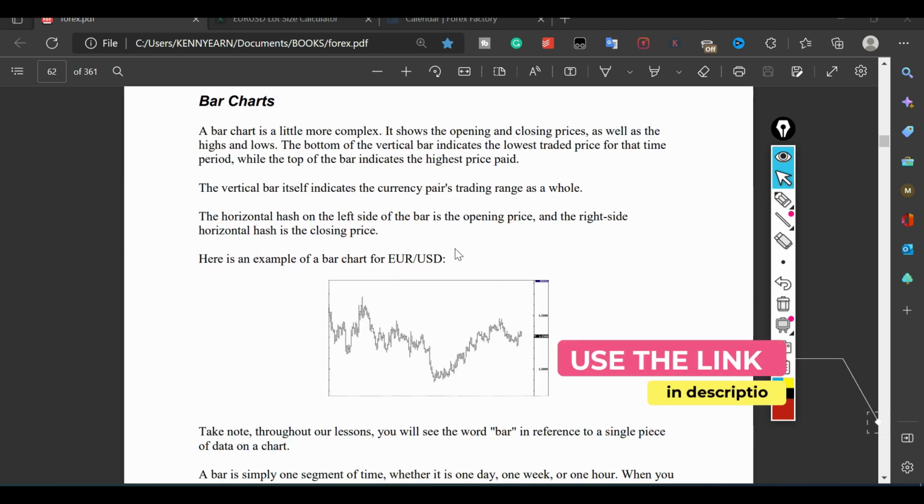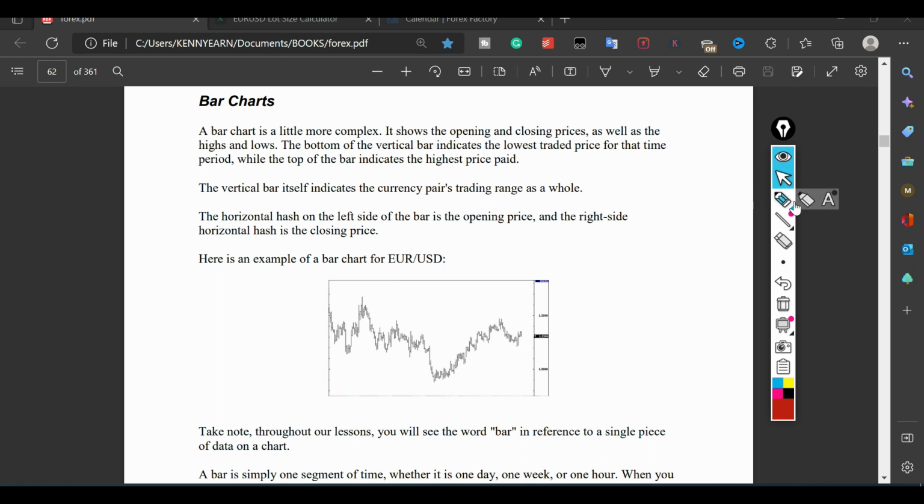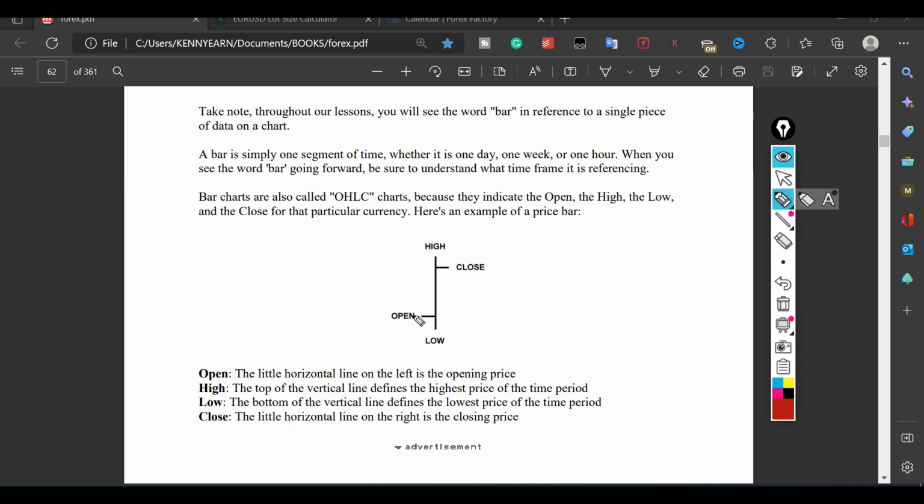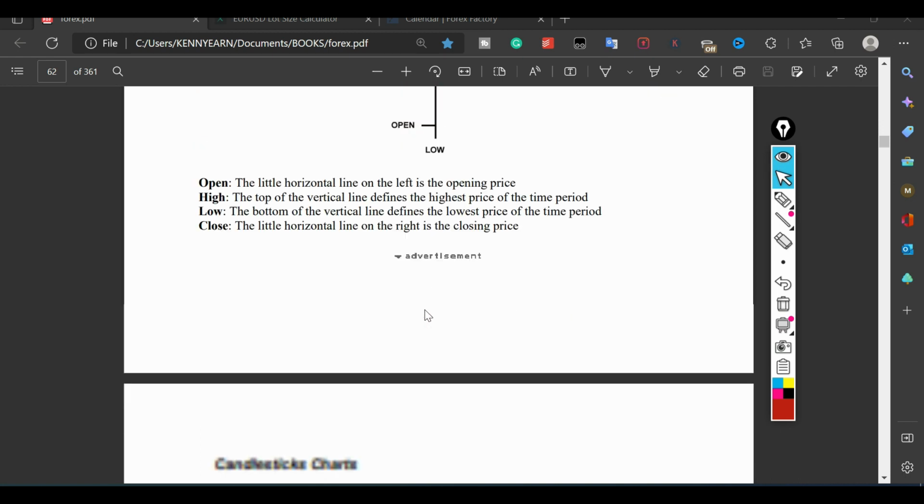And then the next one is bar charts. So what is a bar chart? A bar chart is a little more complex. It shows the opening price and the closing price of any currency or any pair. So basically it shows you the open, the high, and the close of the day. This is how a bar chart looks like. It shows you the open, the high, the low, and the close of the day. So this is what we call a bar chart, and this is how it looks in the market.